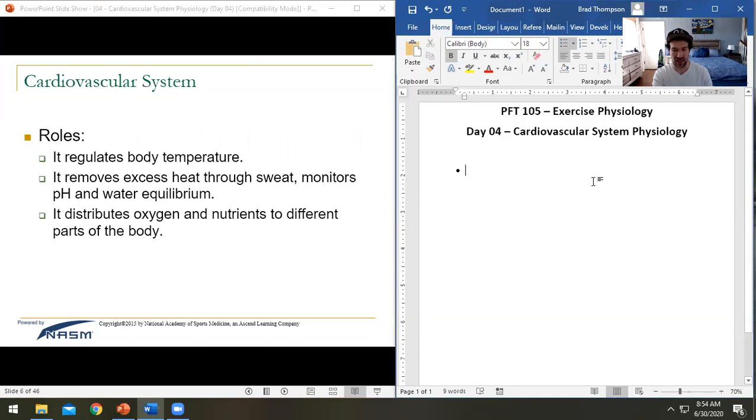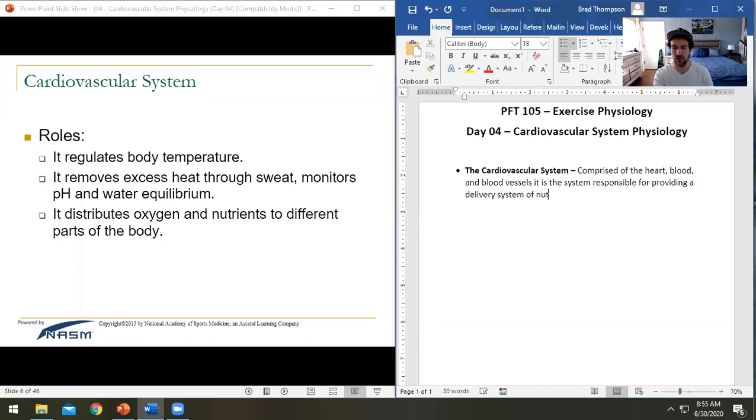All right, looking at your cardiovascular system, let's very quickly get a top of the definition slide. So the cardiovascular system is comprised of the heart, blood, and blood vessels. It is the system responsible for providing a delivery system of nutrients throughout the body by generating and maintaining pressure. So the main thing that your cardiovascular system is going to do is generate its own pressure throughout all of those series of tubes.